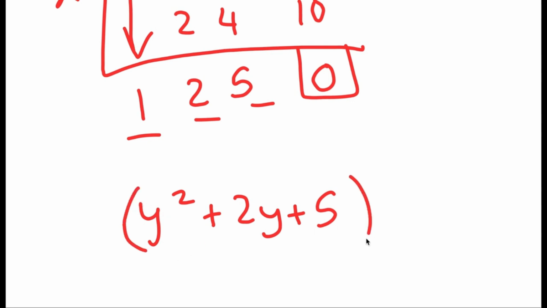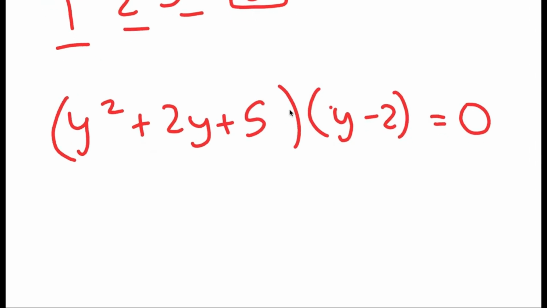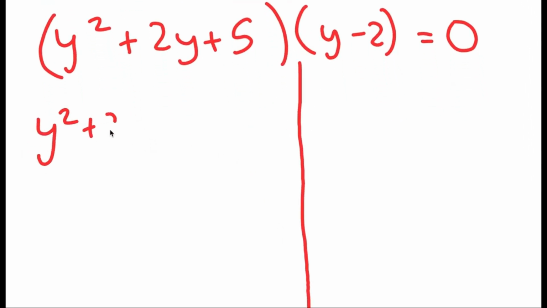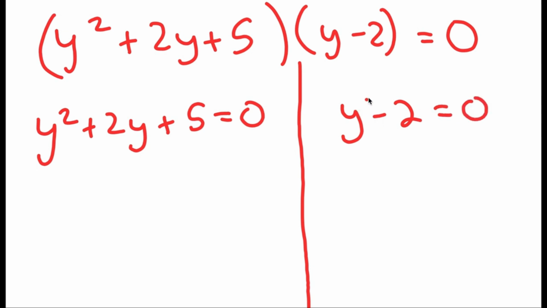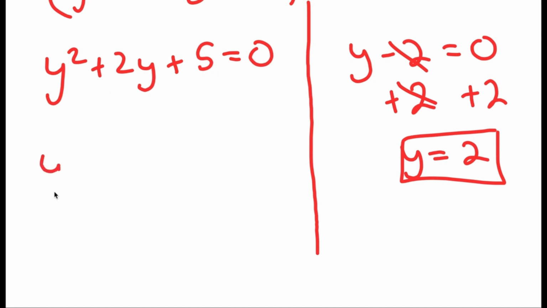Meaning y squared plus 2y plus 5 times y minus 2 is equal to 0. So this is my equation, and I'm going to divide this into two equations. Y squared plus 2y plus 5 is equal to 0, and y minus 2 is equal to 0. So now for y minus 2 equals 0, I'm going to add 2 on both sides, so I get y is equal to 2.